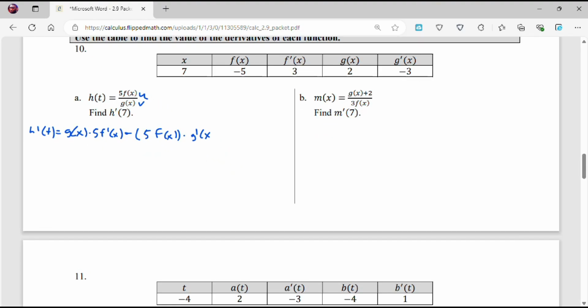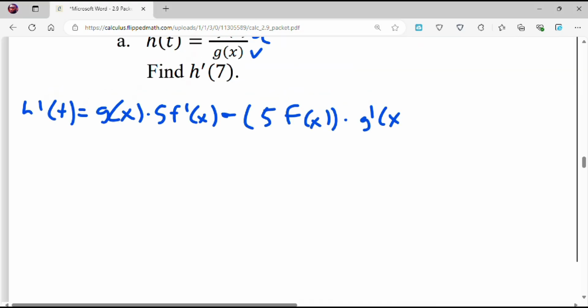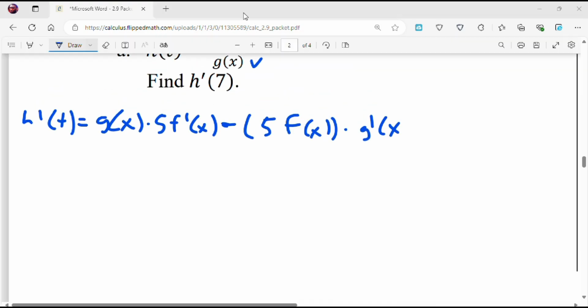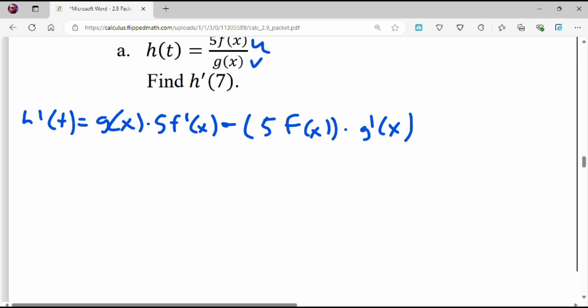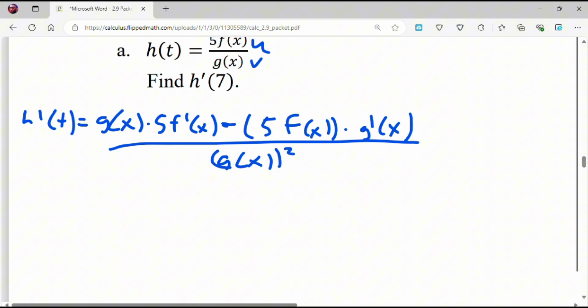Okay, and then this is divided by g of x squared. So now we can plug in values.